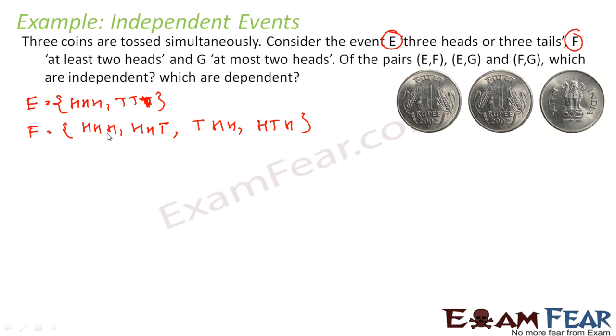2 heads, 3 options; 3 heads, 1 option. So E has at least 2 heads, that is 2 or more than 2 heads. G is at most 2 heads, that means G can have 0 head, 1 head, and 2 heads, right?